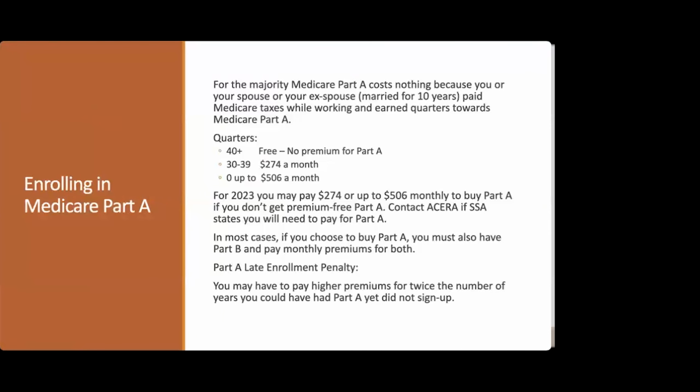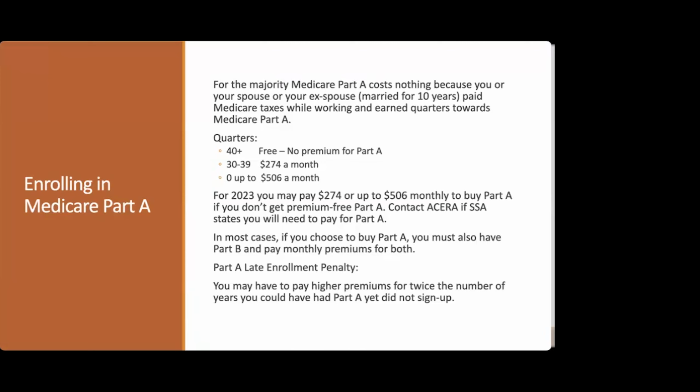All right, so enrolling in Part A. We're saying that for the most part, nobody has to pay for Part A, and here's why. This goes back to your eligibility for Social Security benefits. I'm sure a lot of us have heard that for Social Security, you need to have worked your 40 quarters, right, to get the Social Security benefits. Social Security defines that as 40 quarters of substantial income. And if you have that, which most of us do that are retirement age, then you are going to get Medicare Part A for free.